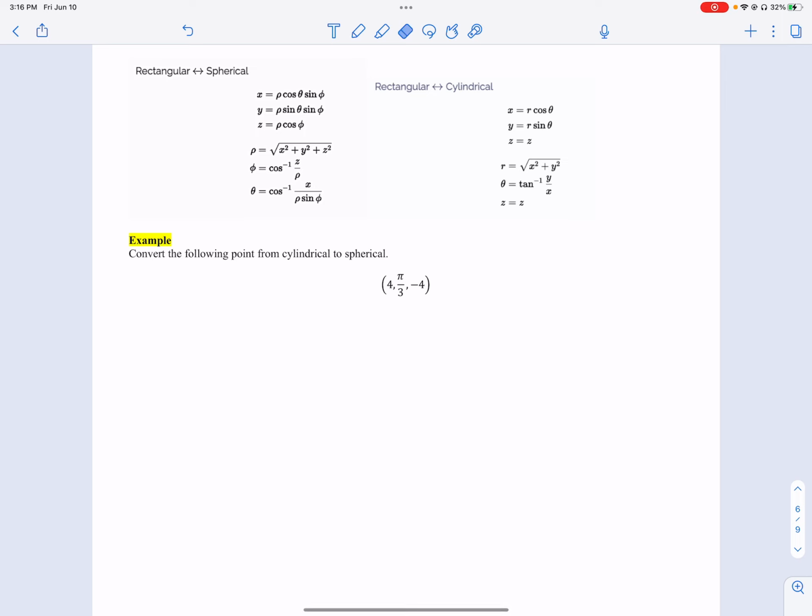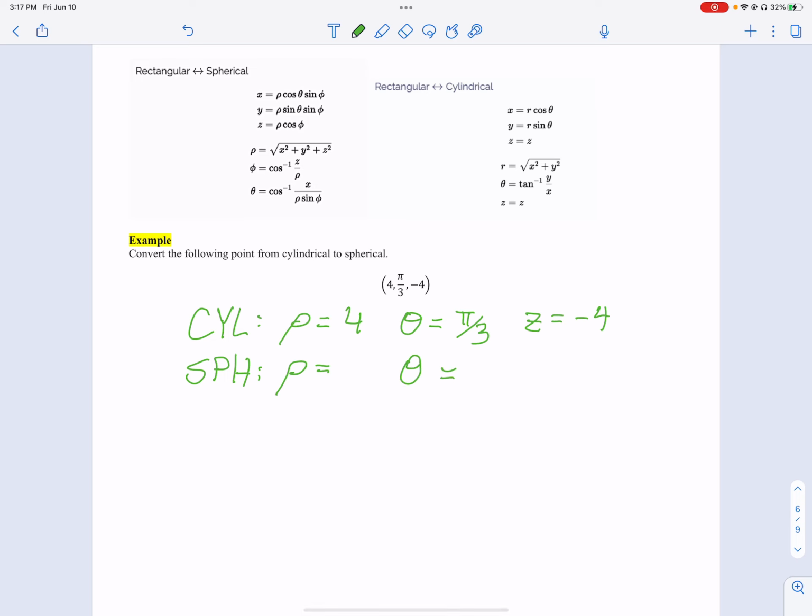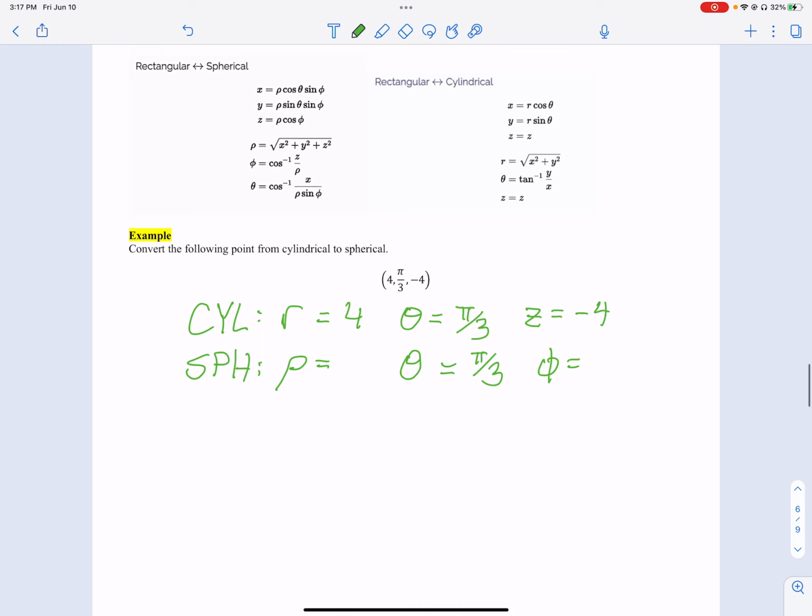So I'm going to list out what we have. I like doing that because it reminds me of the formulas I need to use. Cylindrical. So this is a cylindrical point. That means we have r, which is 4, theta, which is pi over 3, and then we have z, which is negative 4. Spherical. We need a rho, we need a theta, and this is not a rho, that is an r. R is 4, not rho. Theta is going to be pi over 3, that's the same, and then we're looking for a phi. I apologize for the mix-up with the r. Some of you were like, oh, I messed up.